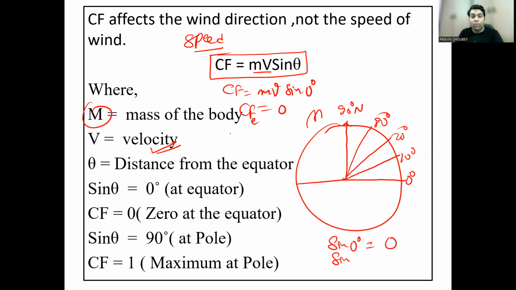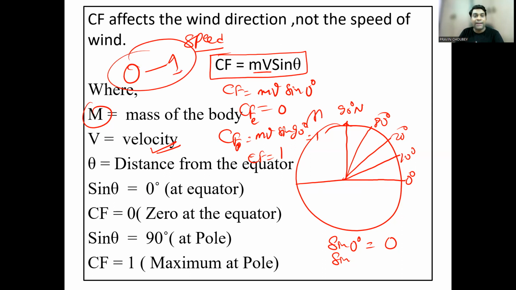If you want to know what is the Coriolis force at the pole, the formula will be mb sine 90 degree, and sine 90 degree is equal to 1. So the Coriolis force will be 1. Okay, so the Coriolis force varies between 0 and 1. So it will be maximum at the pole and minimum at the equator.